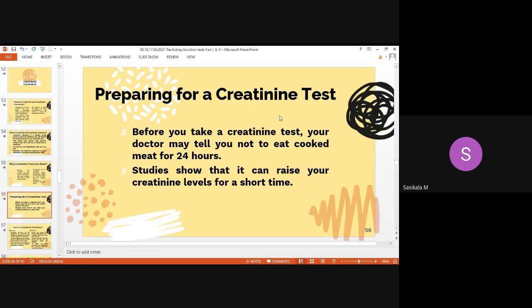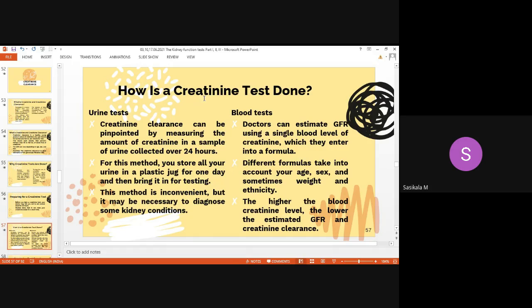Preparing for a creatinine test: before you take a creatinine test, your doctor may tell you not to eat cooked meat for 24 hours, because studies show that it can raise your creatinine levels for a short time. Then how is the test done? It is done in two modes, urine test and blood test, right? We can analyze urine creatinine and blood creatinine to know the normal level of creatinine.